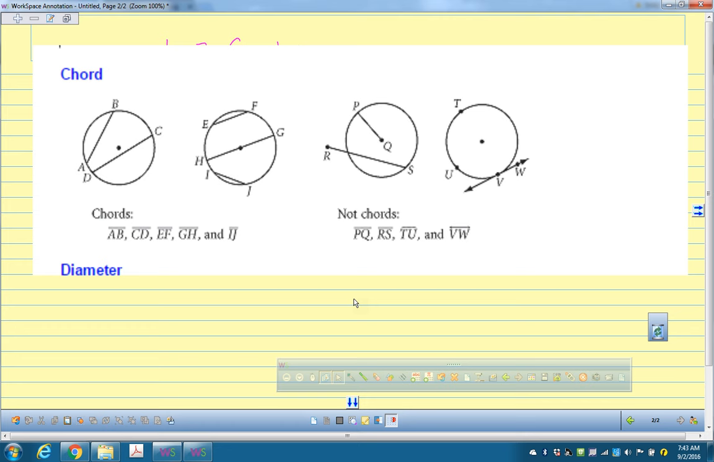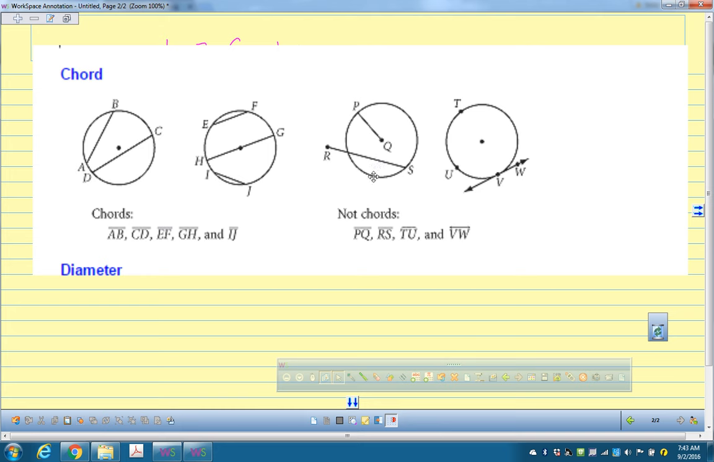Go ahead, Evelyn. The chord of the circle is like a diagonal. It's not really like a diagonal, but there's no vertices to connect to. So these are chords. This is a chord. These are not chords. Try to be a little more specific. Who's got another definition of chord?